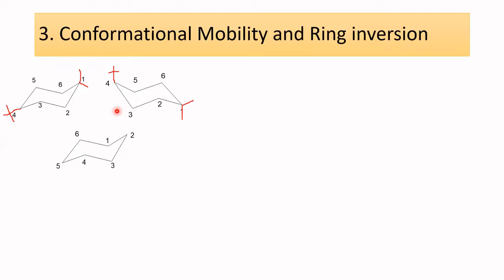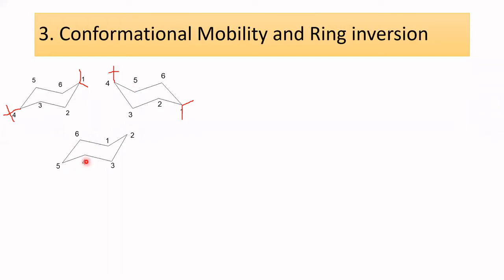That the cyclic rings always have a conformational mobility. This conformational mobility can be of two types. Either they can have a ring flipping or a ring inversion, in which there is a conformational change, but which is not equivalent to the previous one. Or second type, they can have a conformational change which is equivalent to the previous one. We call it pseudorotation.